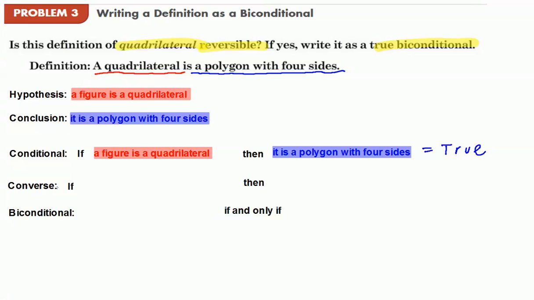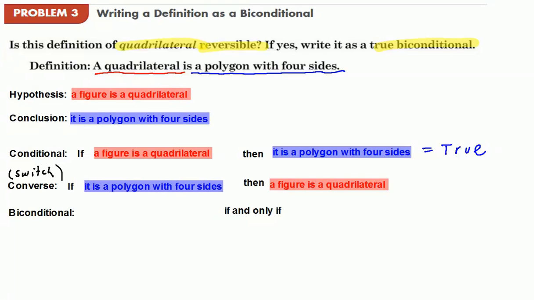Now we go to the converse. The converse is the switch. So remember, the converse is always the switch. So that means we're going to now switch the hypothesis, and we're going to move that to the back. So we're going to take our hypothesis, put it now after the then, take our conclusion, put it in front of the if. So our statement reads, if it is a polygon with 4 sides, then a figure is a quadrilateral. Again, this statement is true.